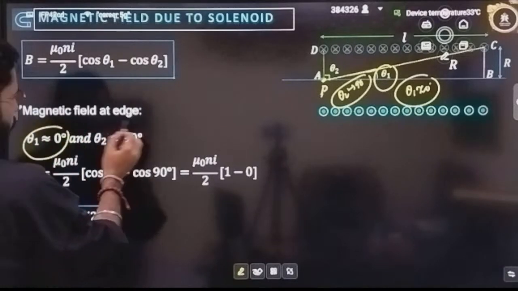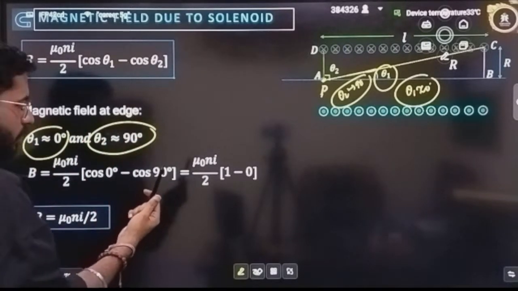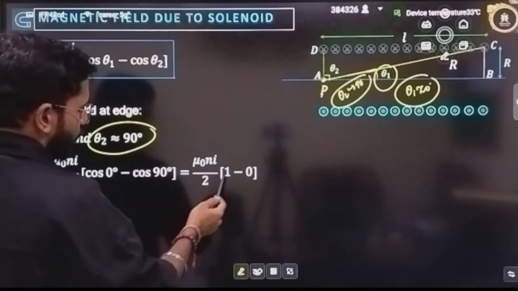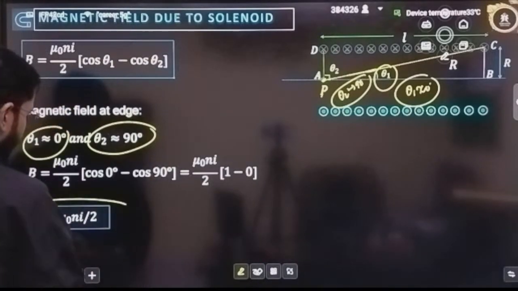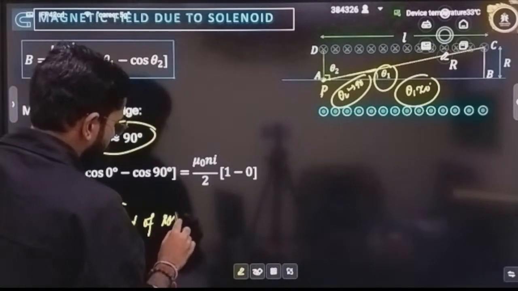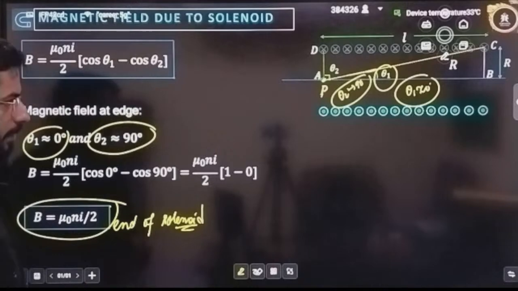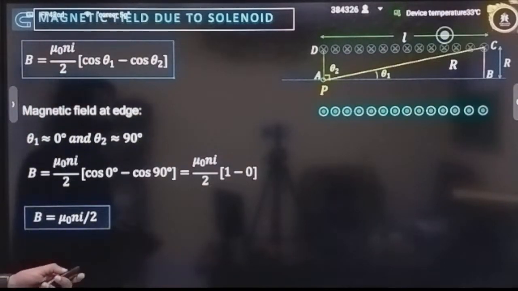Cos of theta 1 will be equal to cos 0, and cos of theta 2 will be cos 90. Cos 0 is equal to 1, cos 90 is 0. 1 minus 0. The result that you will be getting at the end of a solenoid will be equal to mu naught ni divided by 2. This is also an important result. But what will happen at the center of the solenoid?